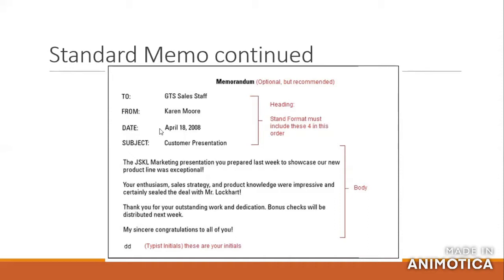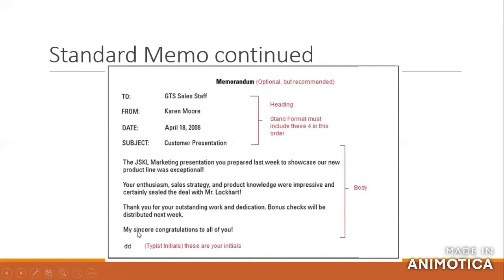If you look at the headings, you see that GTS, Karen Moore, April 18th, and customer presentation are all aligned. So you want to make sure that your information is all aligned. They start at the same place. And then you have your body. The space between the paragraphs is double space, and the actual paragraph itself you type in single space. And don't forget your typist initials at the end.